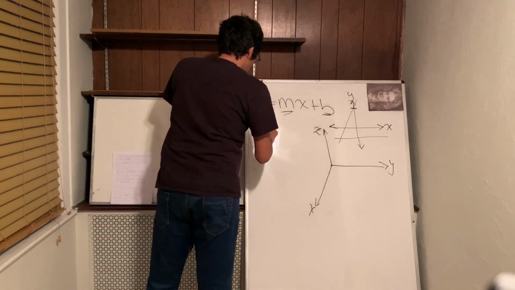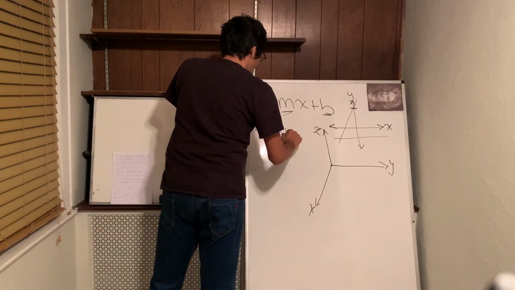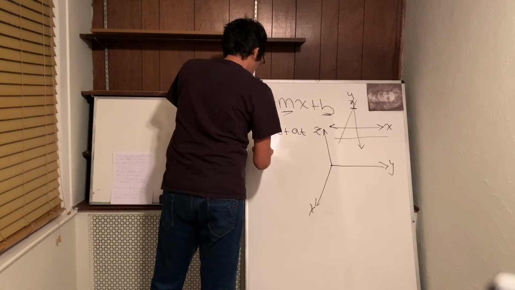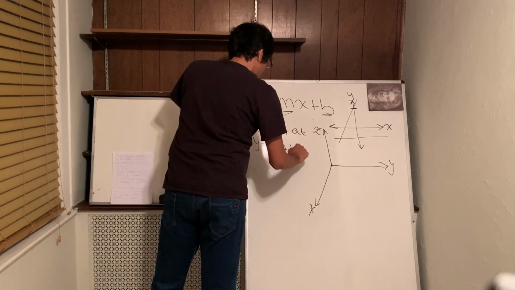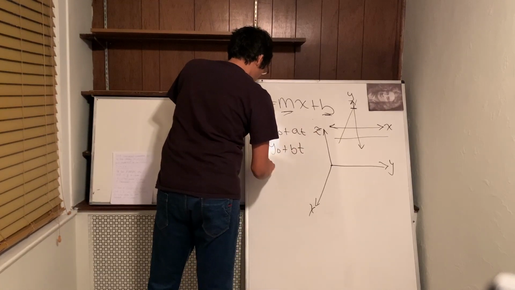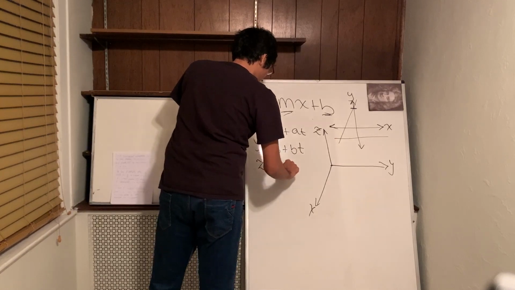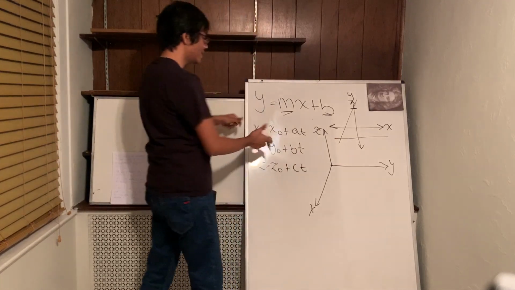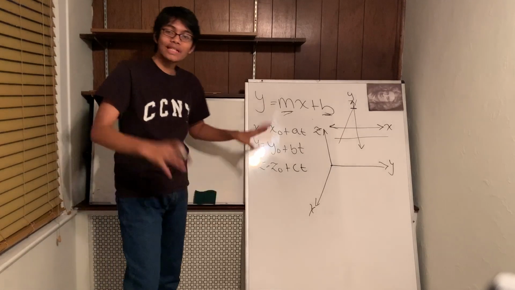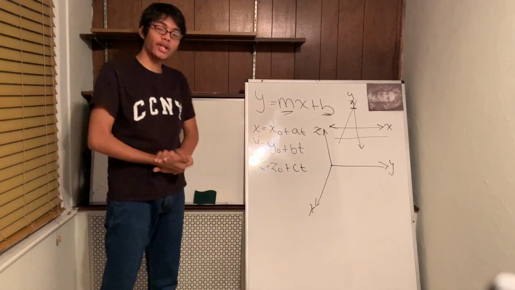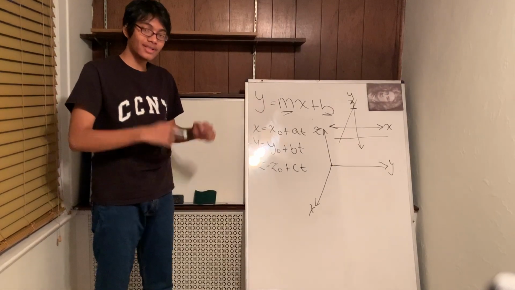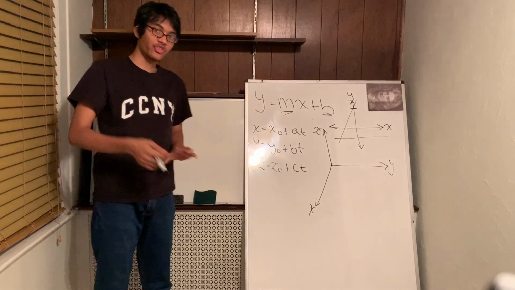So let me give it to you this way. You need one equation for the x-axis, one equation for the y-axis, and finally, one equation for the z-axis, for the z-coordinate, okay? That's what you need algebraically. You need 3 algebraic equations to define or to describe a line in 3 dimensions.